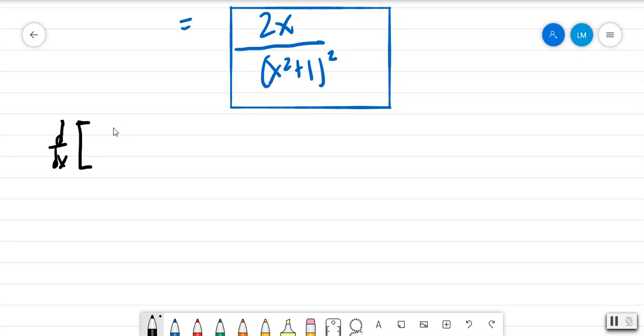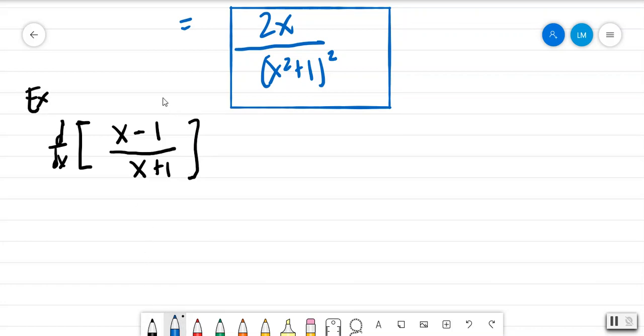So let's say that you have x minus 1 divided by x plus 1. Okay, so essentially what we want to do here is find the derivative of this equation. Now, of course, one of the functions is f and one of the functions is g. So in this case, what you can do here is apply the quotient rule. So you have that this is going to be the x plus 1 squared.